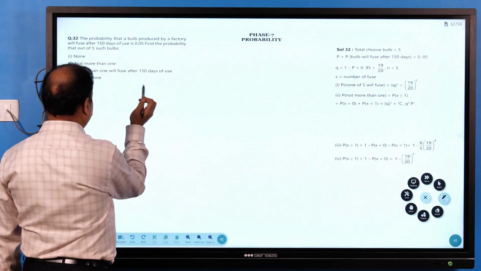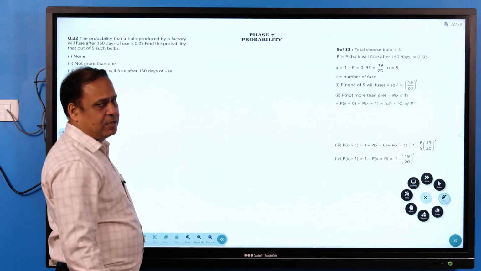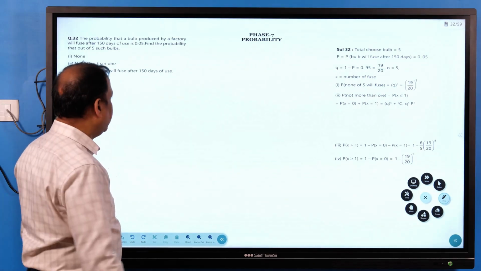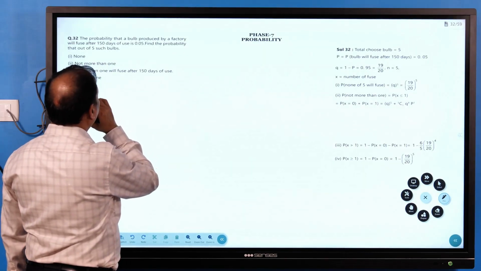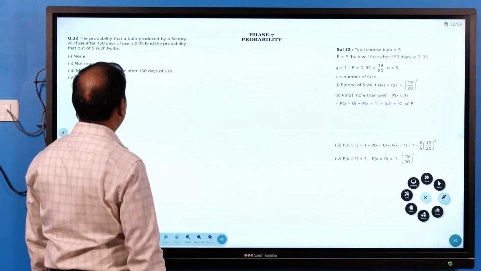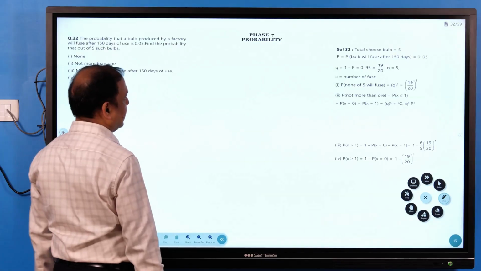So for fuse, success and failure, 2 events are there. So here we can use the binomial distribution. P is the probability of success, that means the probability that the bulb will fuse. So probability of fusing is success here.